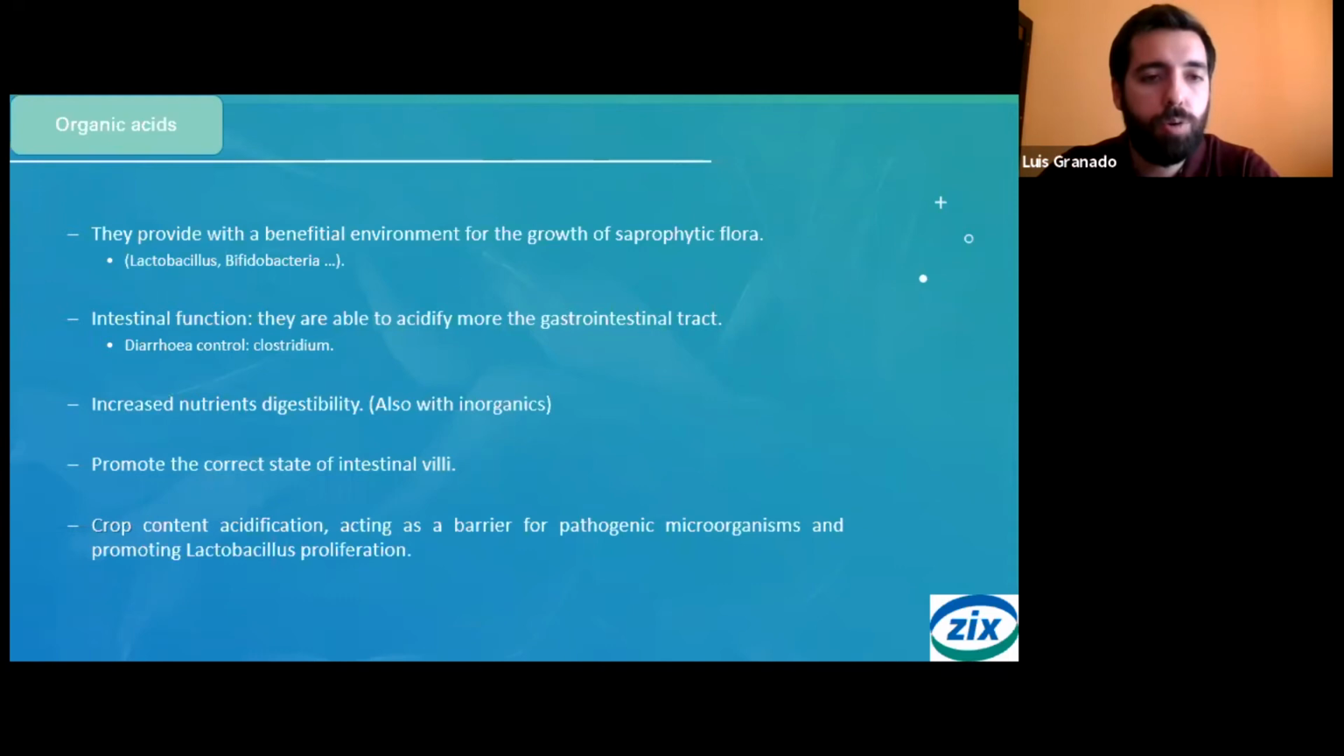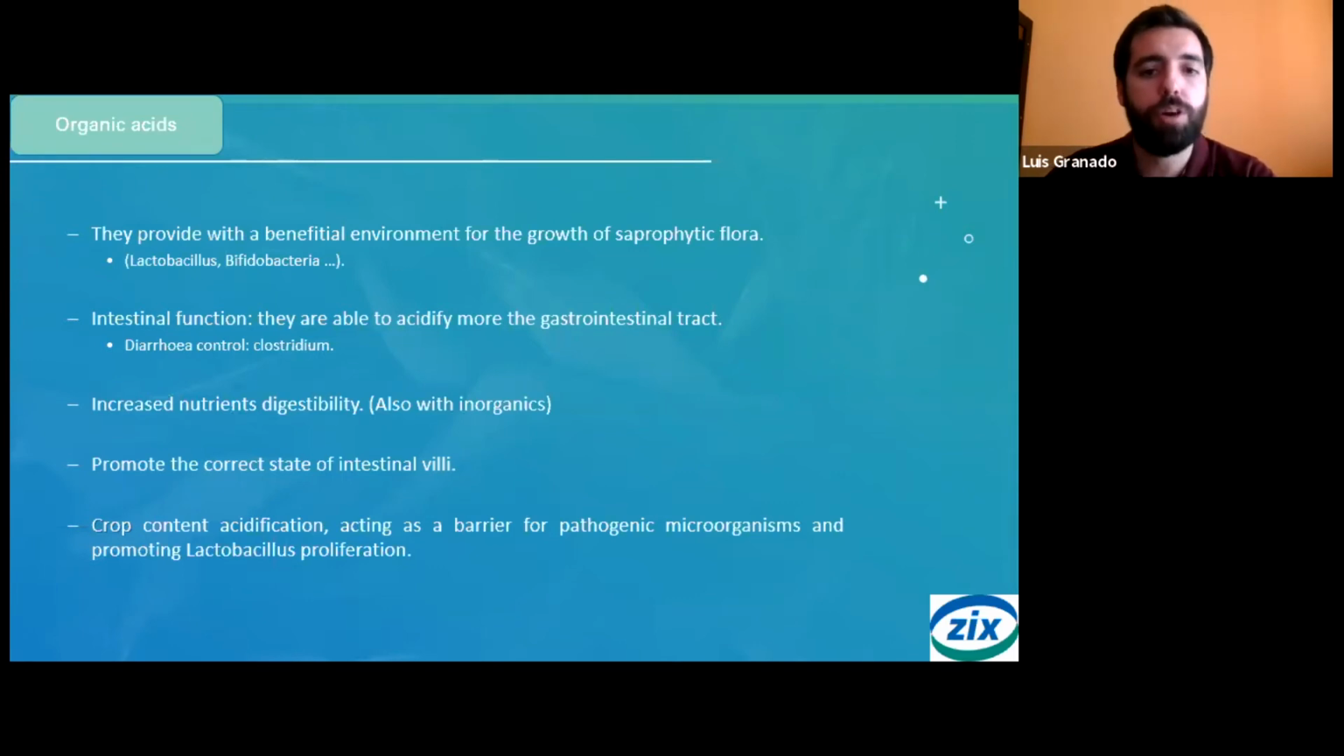They increase the nutrients digestibility, but this characteristic is shared with inorganic acids as well. Even better with inorganic acids, because they will supplement better the acid environment inside of the stomach. But just so you know that both will have this effect.